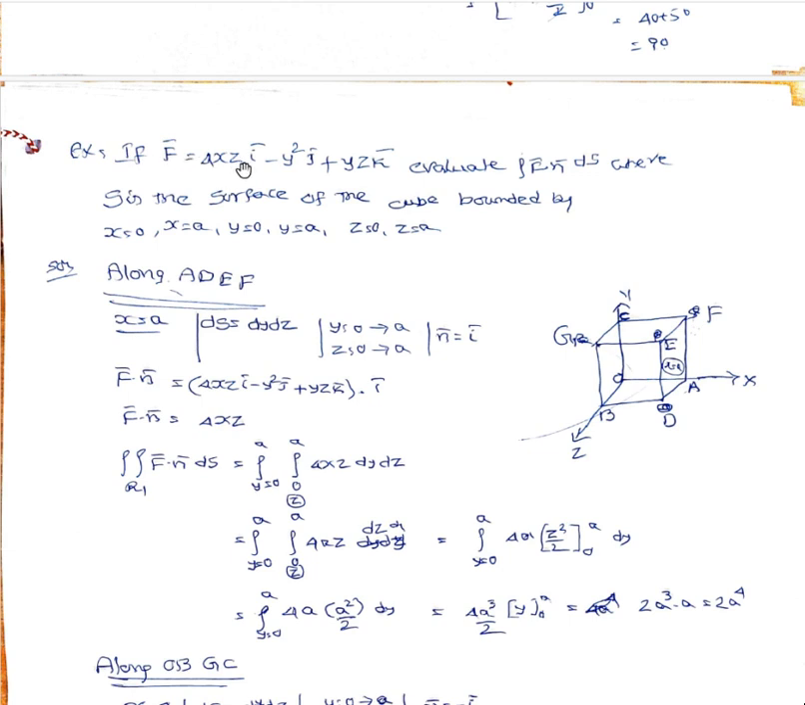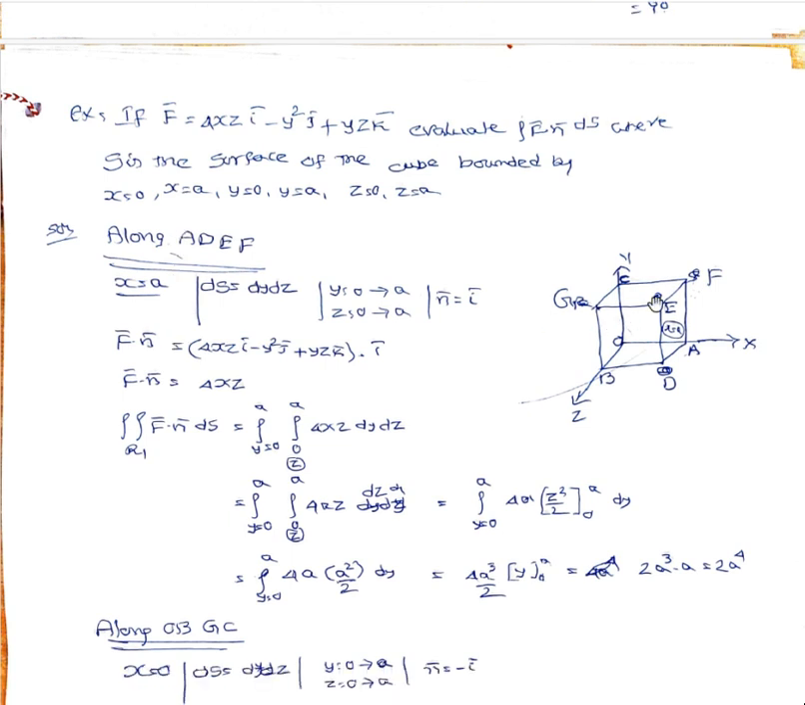If F bar is equal to 4xz i bar minus y square j bar plus yz k bar, evaluate the integral of F bar dot n bar ds where S is the surface of the cube bounded by x equals 0, x equals a, y equals 0, y equals a, z equals 0 and z equals a. That means, like our classroom, x equals 0 and the ground, x equals a and the top, like that. So first, if you draw it, you will get a cube like this.